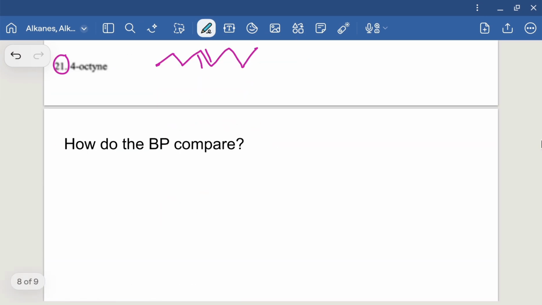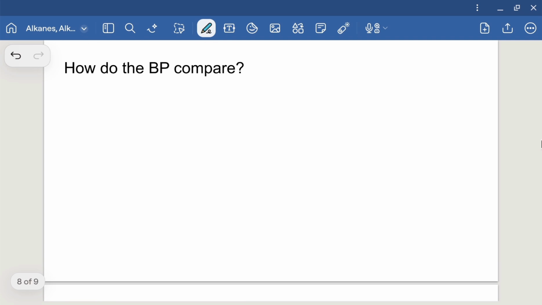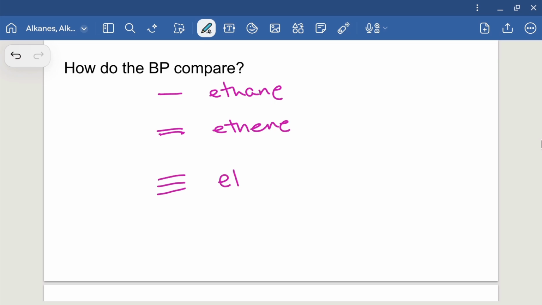Lastly, just talking about boiling points. When you're comparing, let's go with just ethane. This would be ethane. Compared to, if you had that double bond between the two, this would be ethene. And then the last one would be ethyne, in terms of a double and triple bonds.